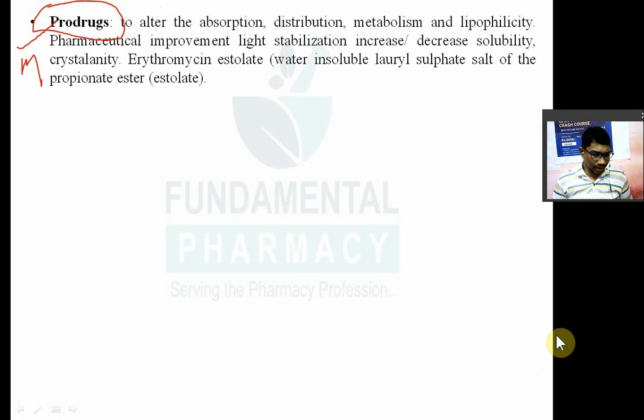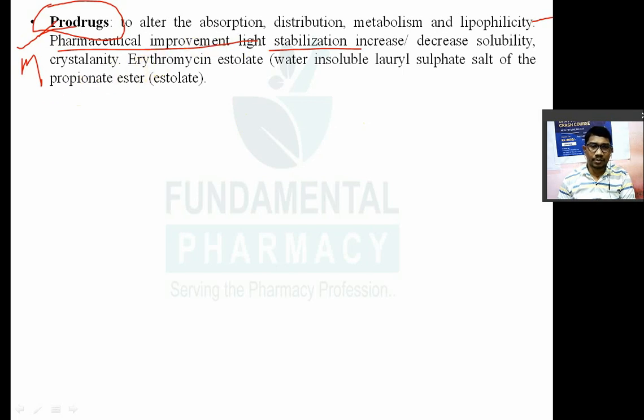Now again, a few drugs are converted into prodrugs. Why? Again to alter the absorption, distribution and metabolism pattern, to increase the lipophilicity. Why do we make prodrugs? Again to increase lipophilicity, or to enhance absorption and distribution kinetics and lipid solubility. Also for pharmaceutical improvement and stabilization, to increase or decrease the solubility. For example, we have a lot of prodrugs.